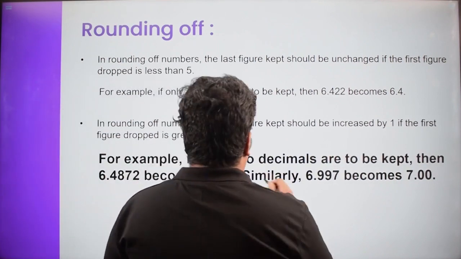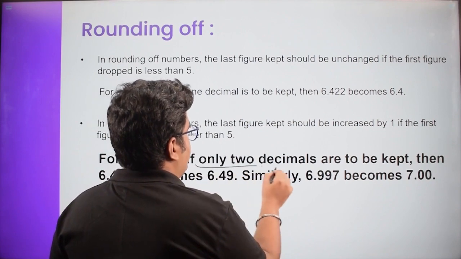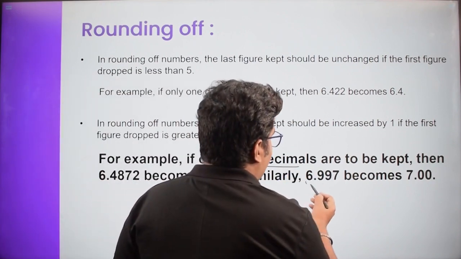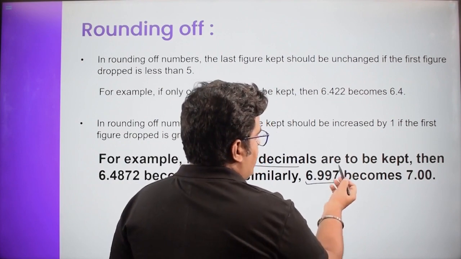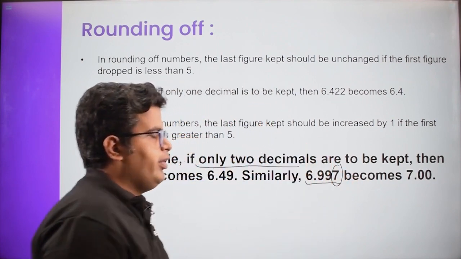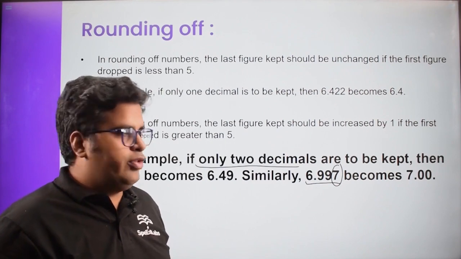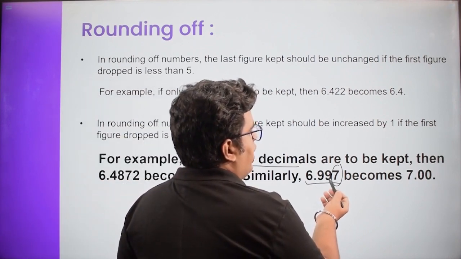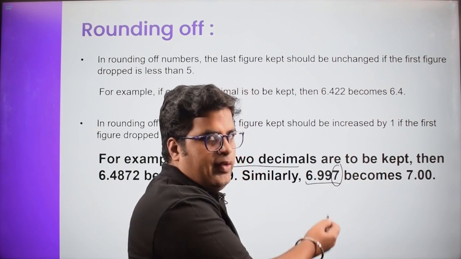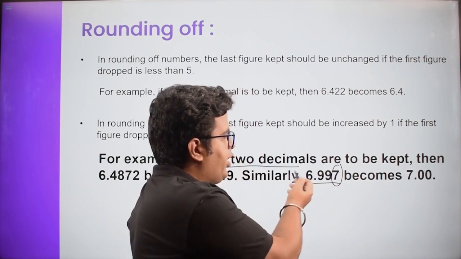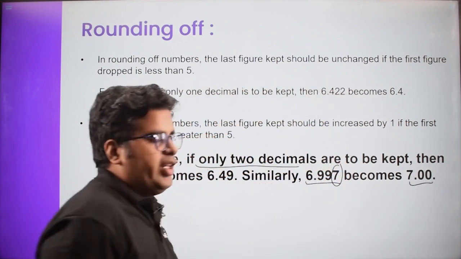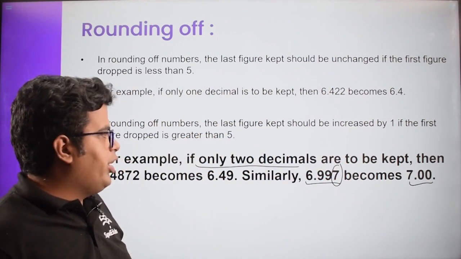See, if you want only 2 decimals, means after the decimal you want 2 digits, and you have the number 6.997. So you want 2, so this has to be dropped. And now if this one is greater than 5, you have to increase the previous one by 1. So you'll increase the 9 by 1, so you'll have to write it as 10. So 1 will be given to the carryover. So again you'll have 10. So ultimately this will be rounded off to 7.00, right? So that's the rule number 2, right?